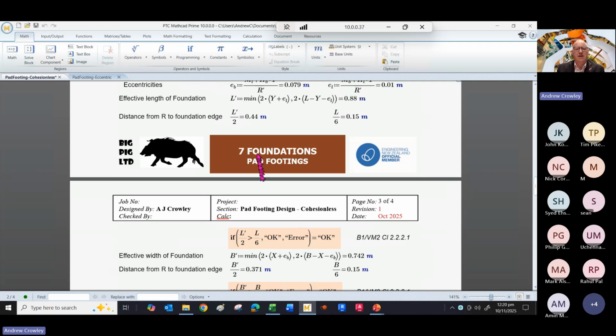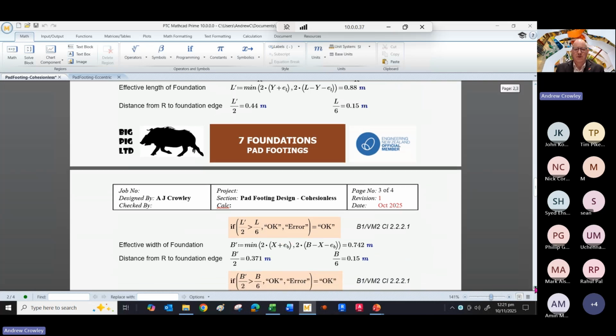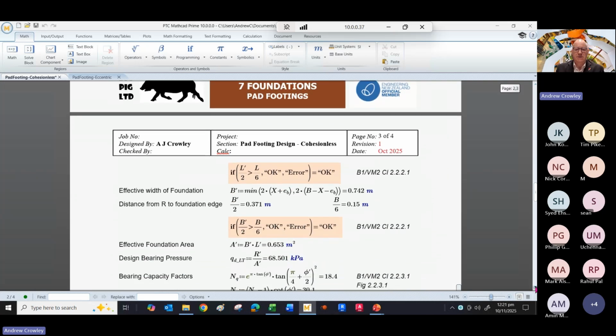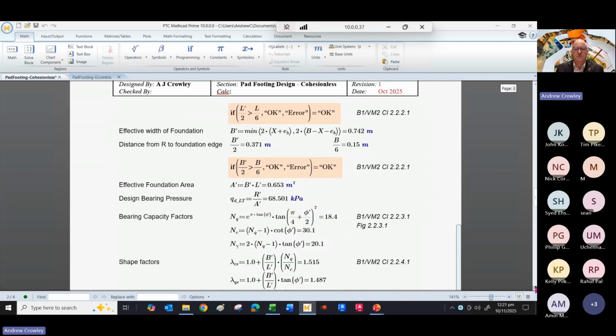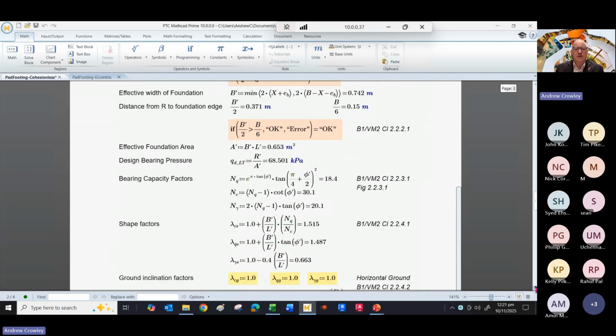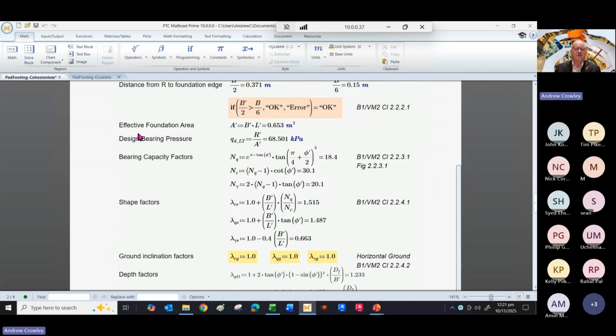You can do a quick check as to whether those dimensions are within the middle third. So compare the L/2 with the actual dimension over 6, and then we go OK. If we're not, we need to go back and do some adjustment to the size of our pad foundation. Now we look at the effective area of the foundation, A dash, based on the effective width multiplied by the effective length, which gives us a design bearing pressure, i.e. the applied bearing pressure of 68.5 kilopascals.